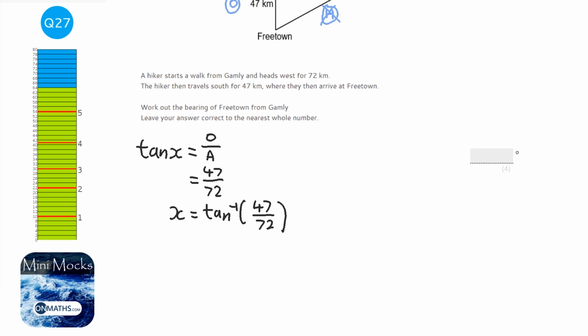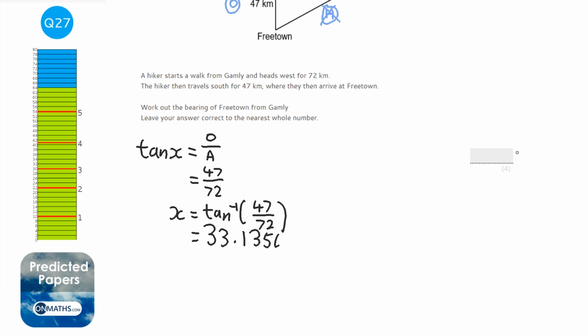Okay, let's just scroll down. Okay, so on the calculator you want to click shift or the equivalent on your calculator and then tan, and then you press the fraction button, 47, and go down, 72. Just don't forget to close the brackets. Every time you click tan or inverse tan, it opens the brackets. Just make sure you shut them. Let's press equals, and that equals 33.1356, blah blah blah.